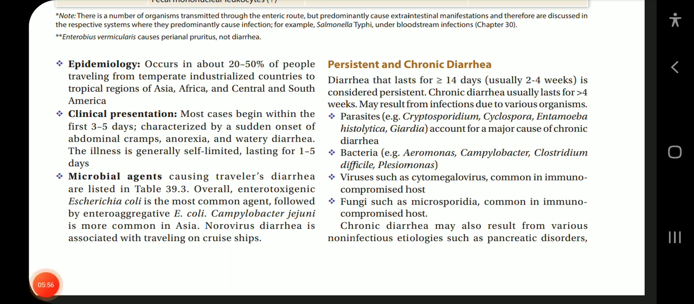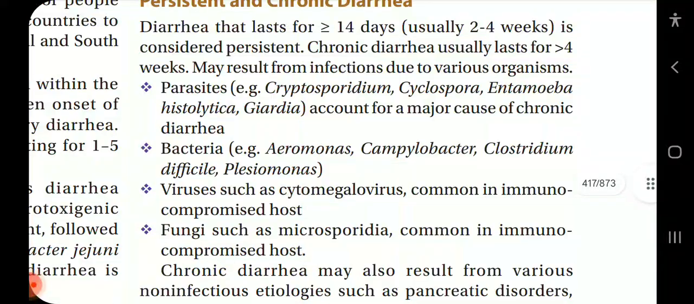Next is the persistent and chronic diarrhea. Diarrhea that lasts for more than 14 days, usually 2 to 4 weeks, is considered persistent. Chronic diarrhea usually lasts for more than 4 weeks. It may result from infections due to various organisms. Parasites like Cryptosporidium, Cyclospora, Entamoeba histolytica, and Giardia account for a major cause of chronic diarrhea.